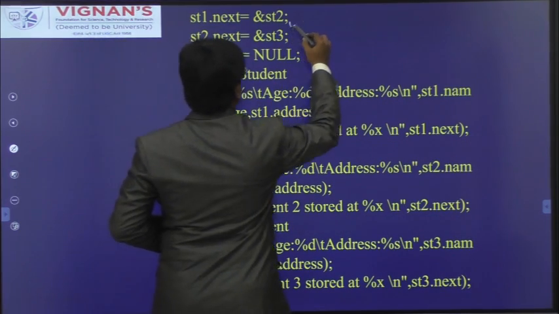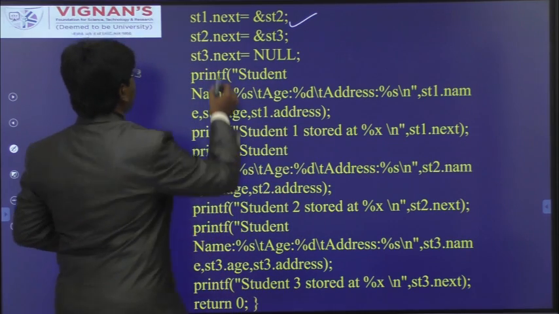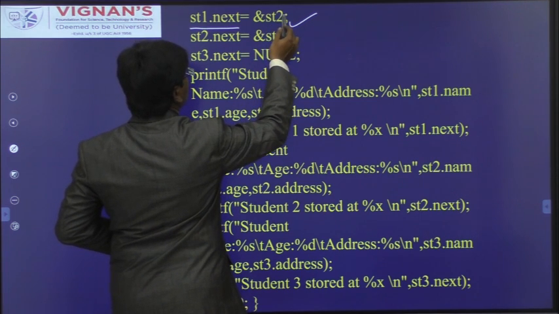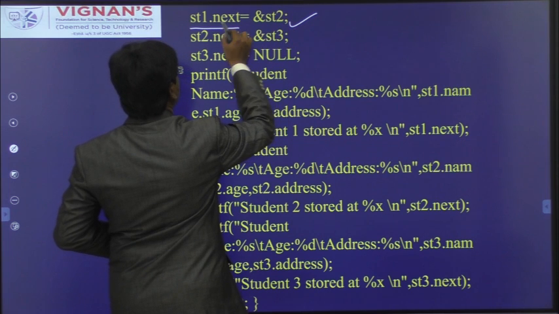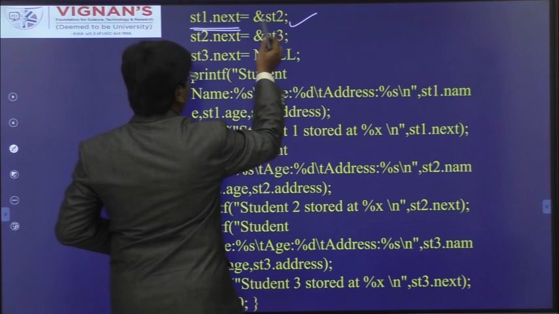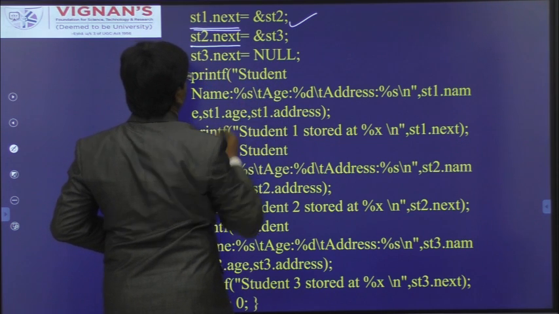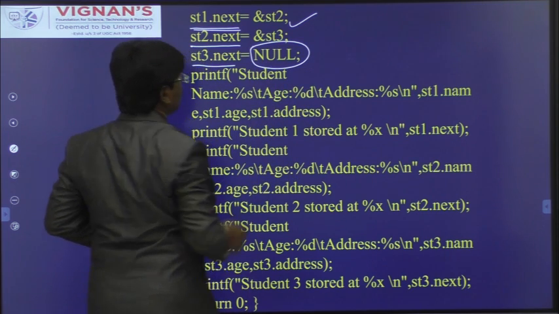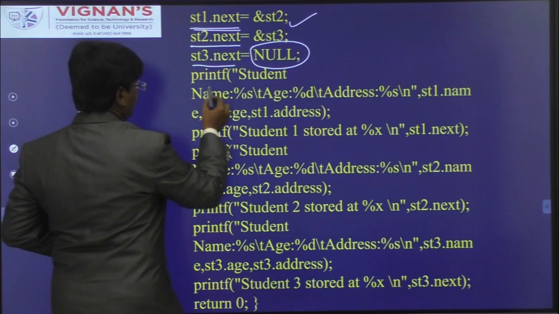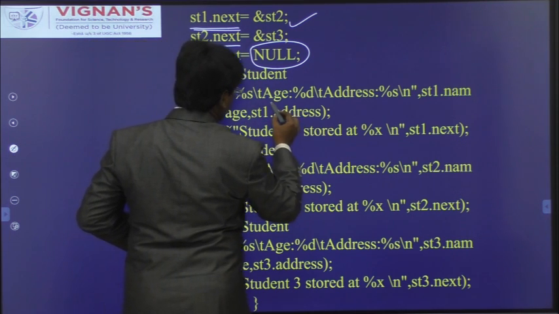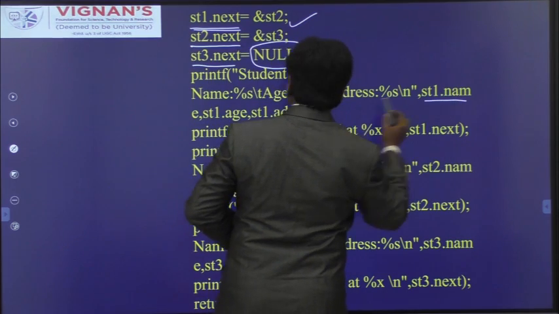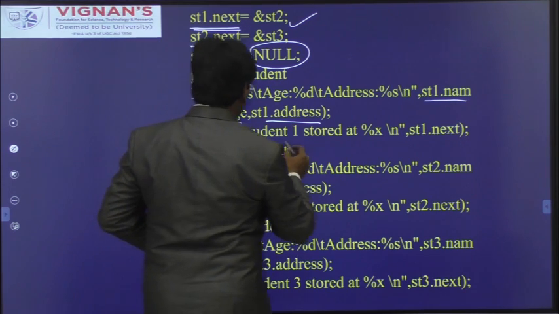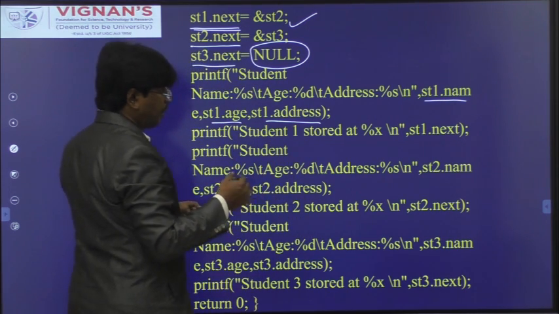Okay, I am storing the address of the second student in the pointer called st1.next. Whatever the student 2 details are, I am pointing to them with the st1.next pointer, and I am pointing the third student's details with st2.next, and in the third pointer I am not assigning any value. I have simply assigned a null value. After that, what I have written is printf of student name. I am printing the student name, age, address with the help of st1.name, st1.age, st1.address. I am simply printing the student one details, and in the same way I am printing where it has to point. I am printing that address.